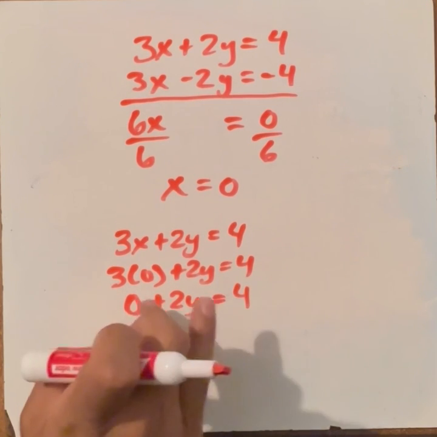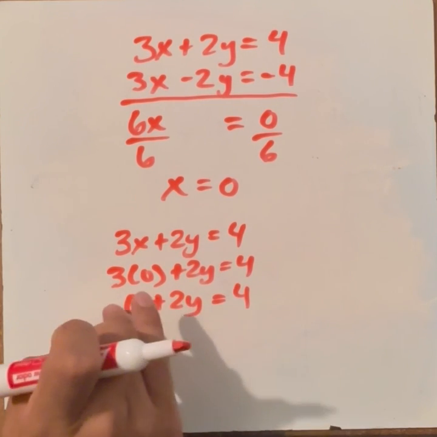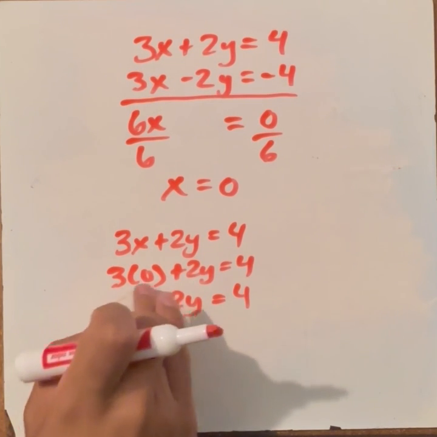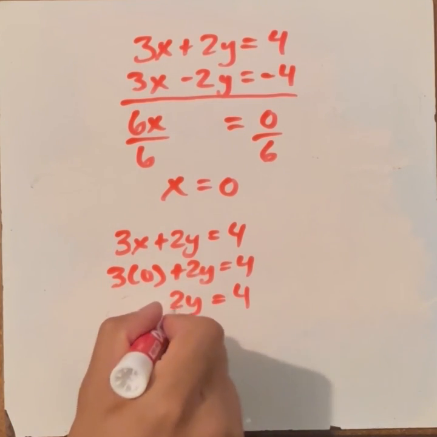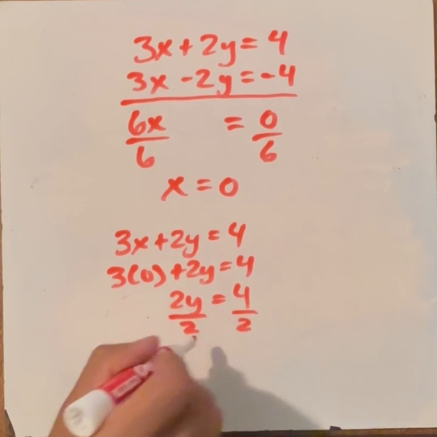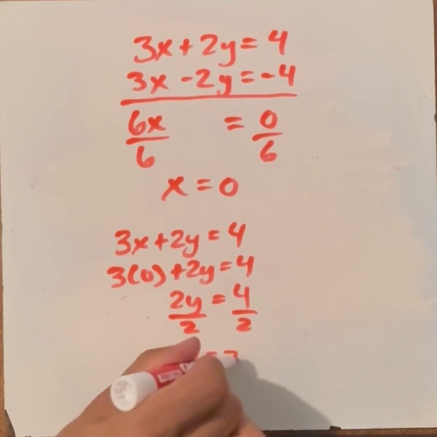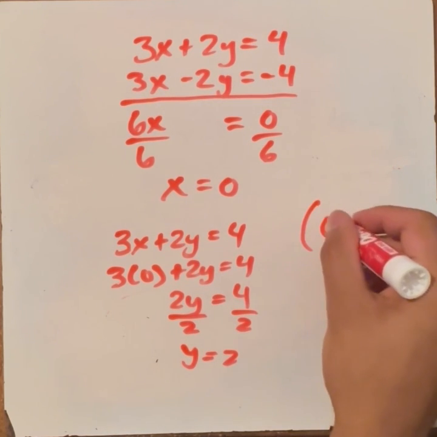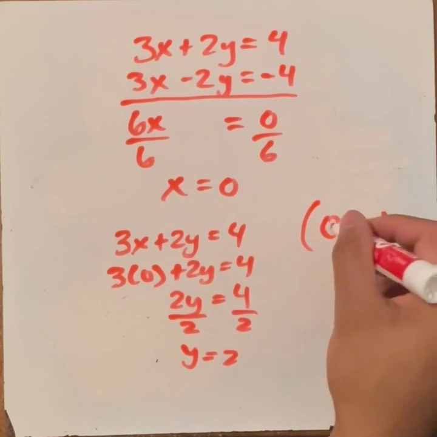Solving for y, we see that 0 plus 2y, 0 can go away because that doesn't affect anything. So dividing both sides by 2, we get y equals 2. Okay, so now that we have an x and we have a y, we can write this as a point, 0, 2.